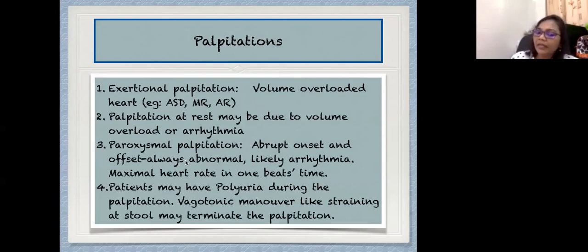And many of these patients might have polyuria during the palpitation. And if you are lucky, you might get the history that a vagotonic maneuver like straining at stool, or blowing against something, like you give something to sip with a straw and ask them to blow against it, will terminate the arrhythmia. So these are vagotonic maneuvers which can terminate the arrhythmia.